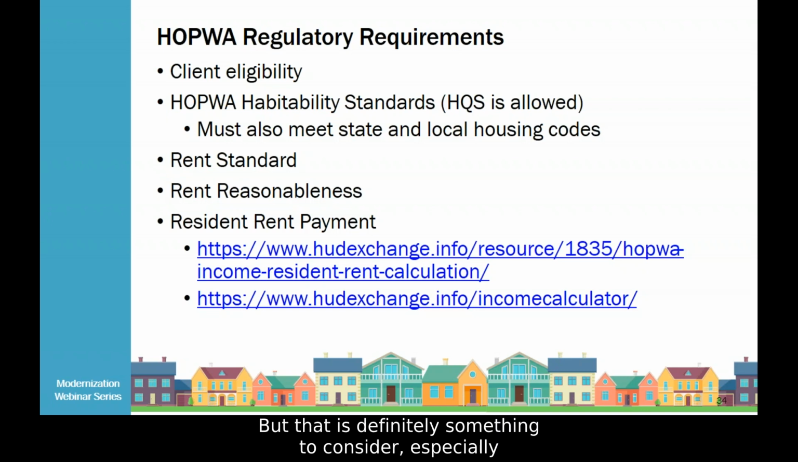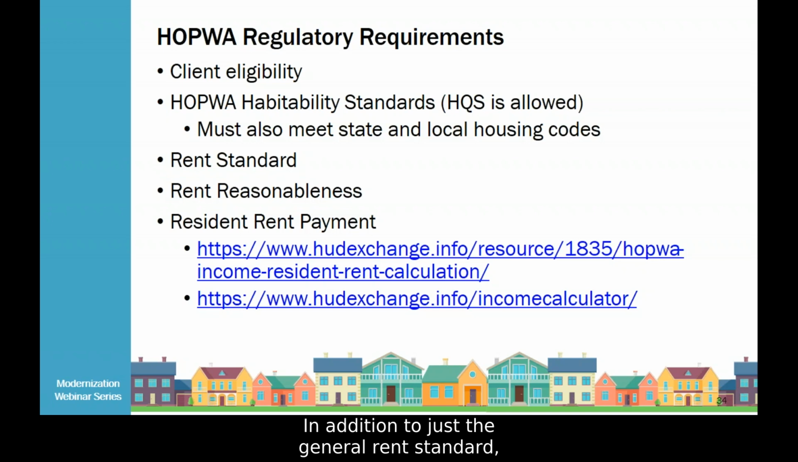But that is definitely something to consider, especially for those market areas that we've been talking about, where you have really tough market conditions and households are competing with other households that may not necessarily be low income, may not have some of the other barriers to housing. So thinking about increasing the FMR is one way of trying to be more competitive out there. So definitely something for grantees to consider there.